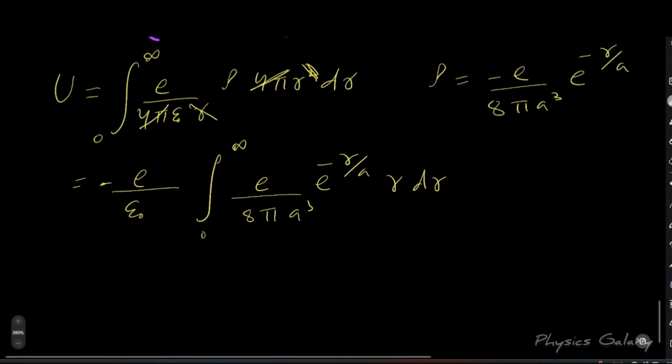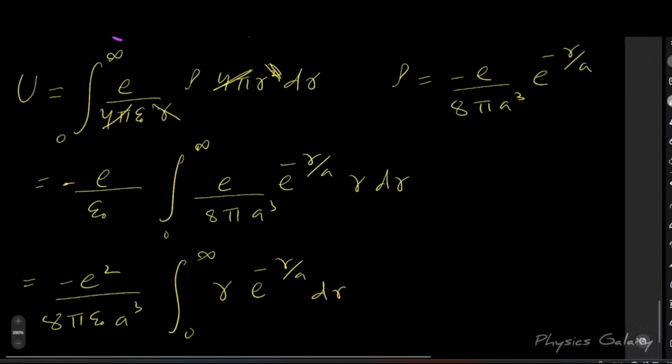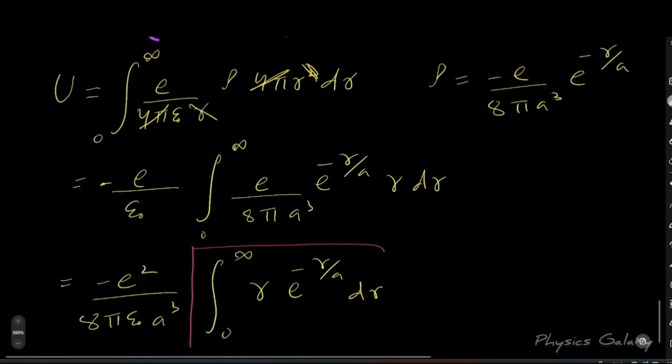right? And so we'll have minus e square by 8 pi epsilon naught a cube, and then integral r e to the power minus r by a dr from 0 to infinity. And if you check this integral, it will come out as minus a square. So this will be minus a squared.